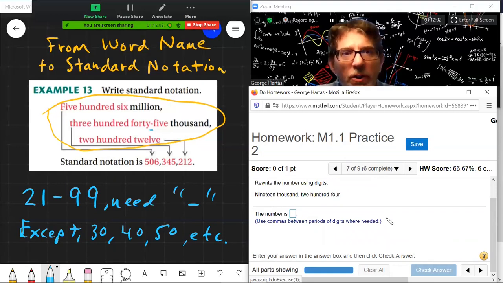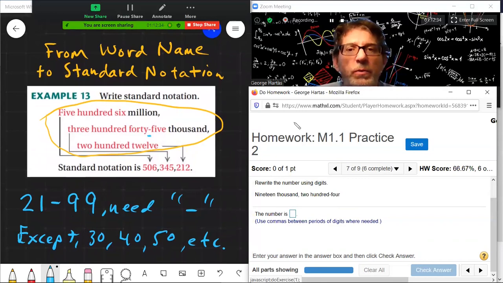All right, so now we're switching gears and going the other way. For this question, we're going from a word name to standard notation. So now when you do these, again, say these in your head so that it resonates. Also, I would do this in chunks, and the chunks will be separated by a comma.